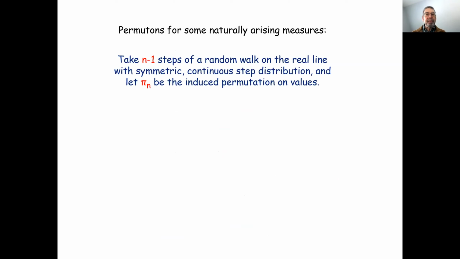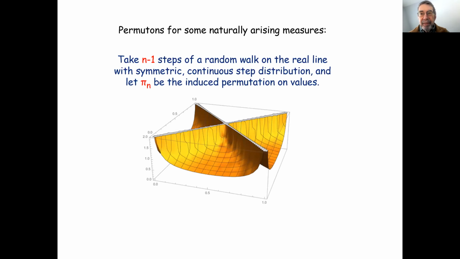Suppose you take n-1 steps of a random walk on the real line and pick any symmetric continuous step distribution. It doesn't matter what the distribution is. Then as you step back and forth on the real line, you're creating a permutation of length n, and you can ask, as n gets large, what does that permutation look like? And in fact, it looks like that, regardless of what the step distribution is. So in this picture, the axes actually extend up to infinity, but they were necessarily cut off so you could see what's going on.